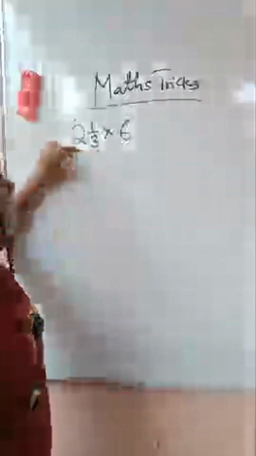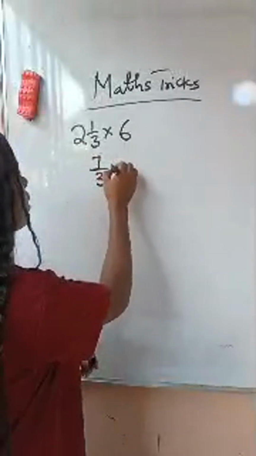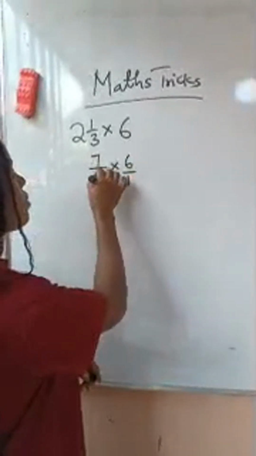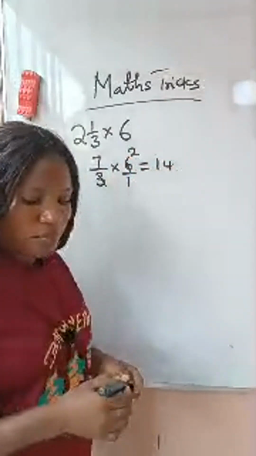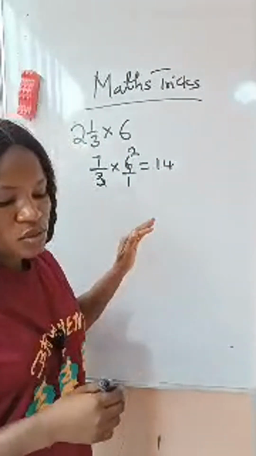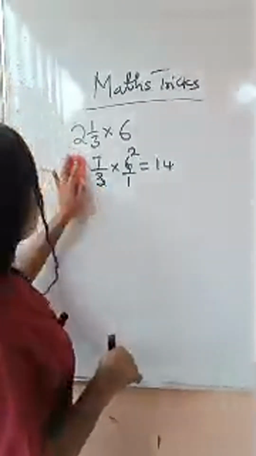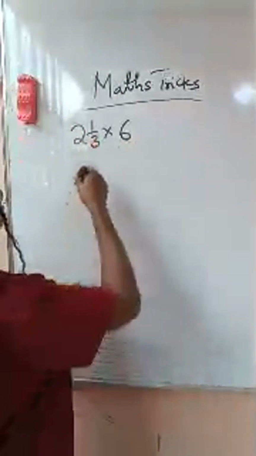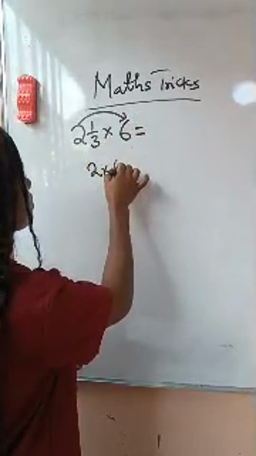So we have 3 times 2 is 6. 6 plus 1 is 7. 7/3 times 6/1. We divide this, we have 2, and the answer is 14. Now, let us do this without changing to improper fraction. You multiply 2 by 6. So 2 times 6 is 12.